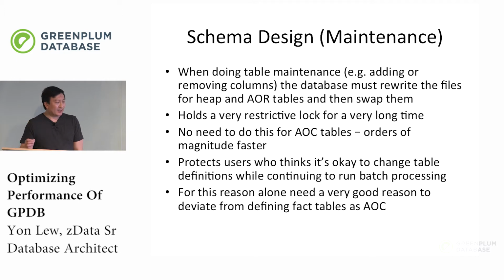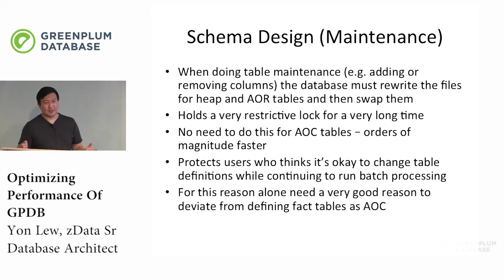And it's really going to protect users who think it's okay to change table definitions while continuing to run batch processing. So you may have a situation where the user thinks, okay, I've got to add a column to this table, so I'm going to go ahead and do that, and I'm just going to shut off batch processing against it while I continue to run batch processing against the rest of the tables in the schema in another part of the database.